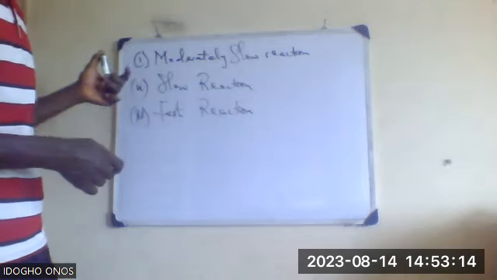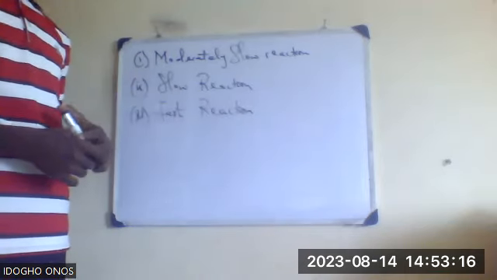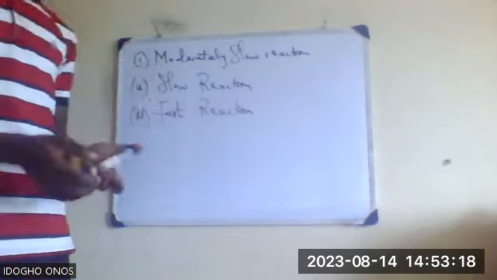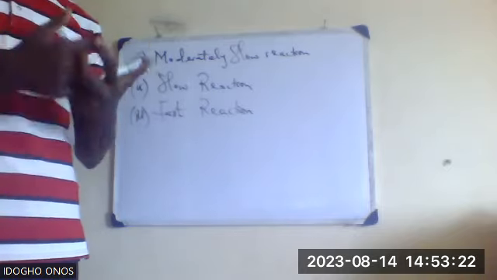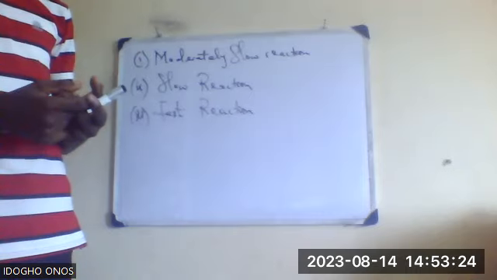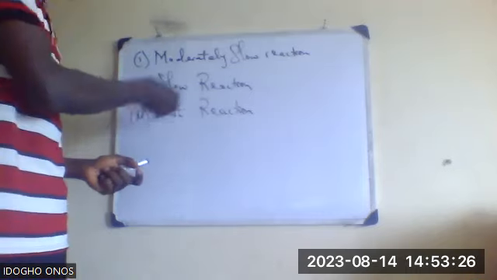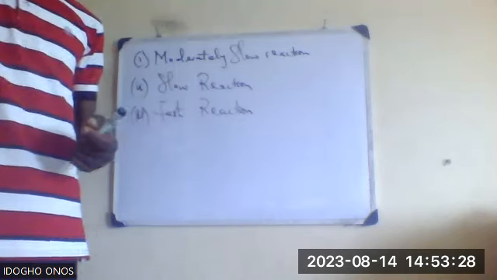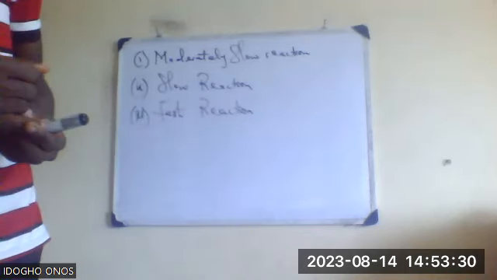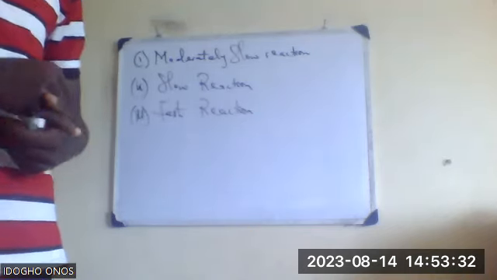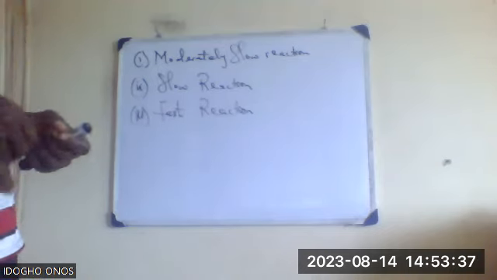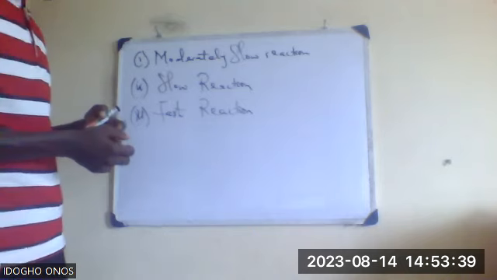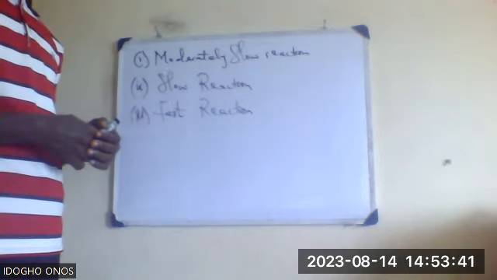A very good example of a slow reaction is rusting of iron. Iron will not rust overnight. Iron will not rust in 2 days. It takes weeks, months, or even years for iron to rust. Also, another example of such a reaction is the decaying process. Those are very slow reactions.